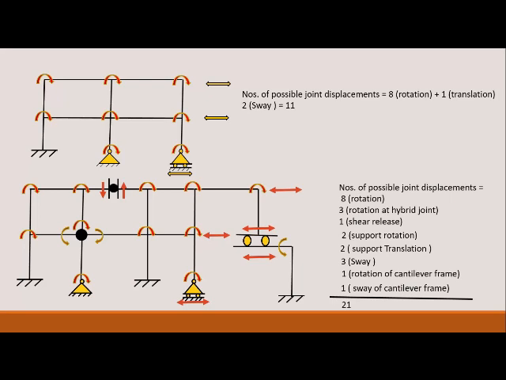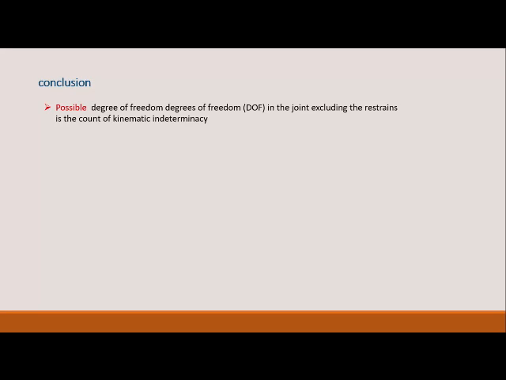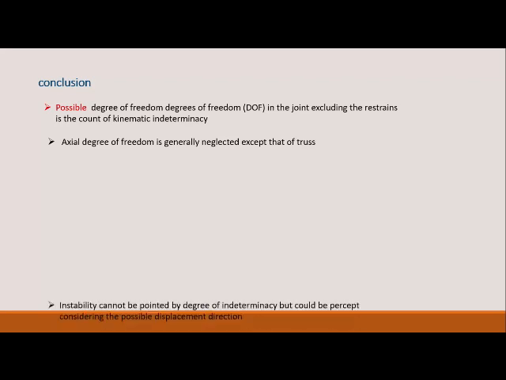So with this, I think we have discussed, and it is possible for the viewers to calculate the kinematic indeterminacy on their own without mugging up some formulas, with the basic concepts, and we can easily calculate the kinematic indeterminacy, whatever the complexity may be. Let us come to some conclusion on the overall discussion of this lecture. Number 1, possible degrees of freedom will cause the joint kinematic indeterminacy, obviously excluding the restraints in the supports, and axial degrees of freedom are generally neglected except in the truss.